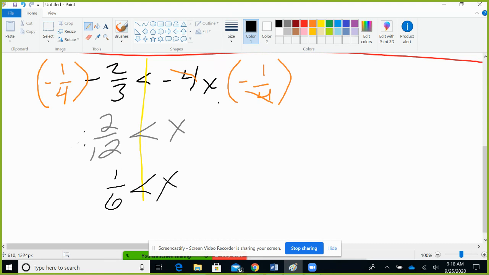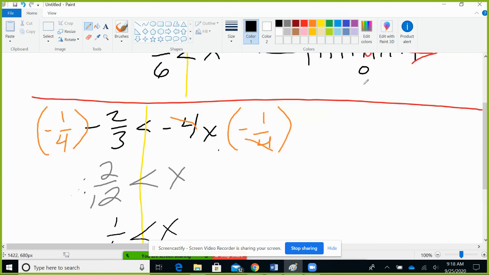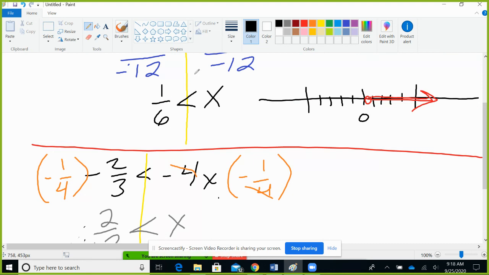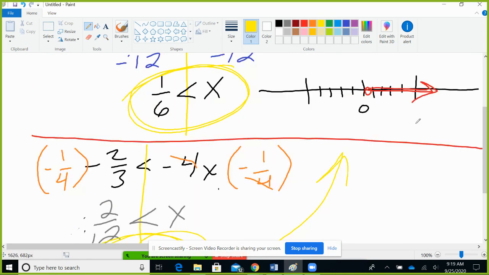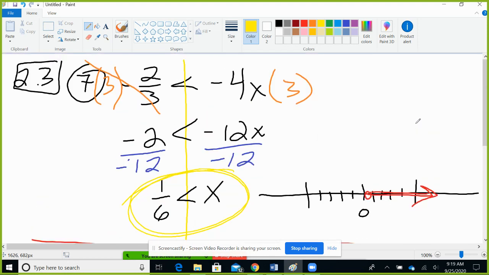Same answer, same graph, same graphing right here. 1/6 is less than x, and 1/6 is less than x. They both look like that on the graph. All right, any other questions? Okay, so I just did number 7. Which one would you like me to do?